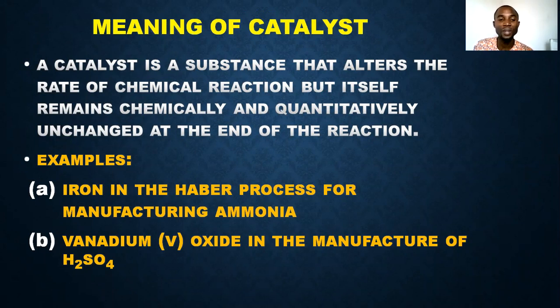Something like iron in the Haber process, that is for the manufacture of ammonia, iron is used as a catalyst. So iron is an example of a catalyst used in the Haber process in production of ammonia. We also use vanadium 5-oxide in the manufacturing of tetraoxosulfuric acid. We use vanadium 5-oxide as a catalyst, and other catalysts we have. They alter the rate of chemical reaction, but themselves remain chemically unchanged at the end of the reaction.